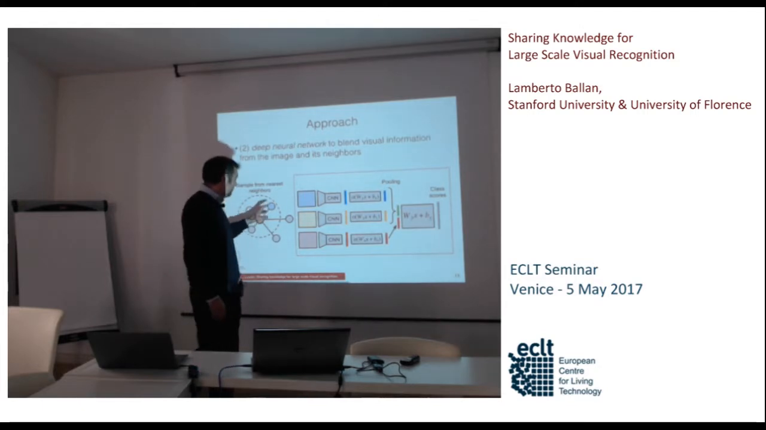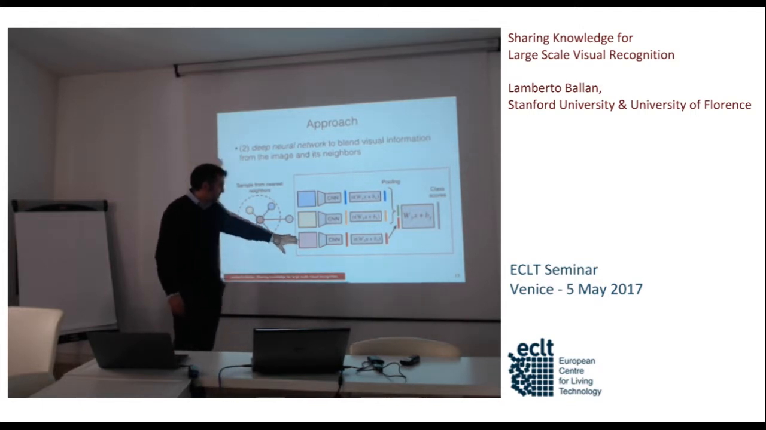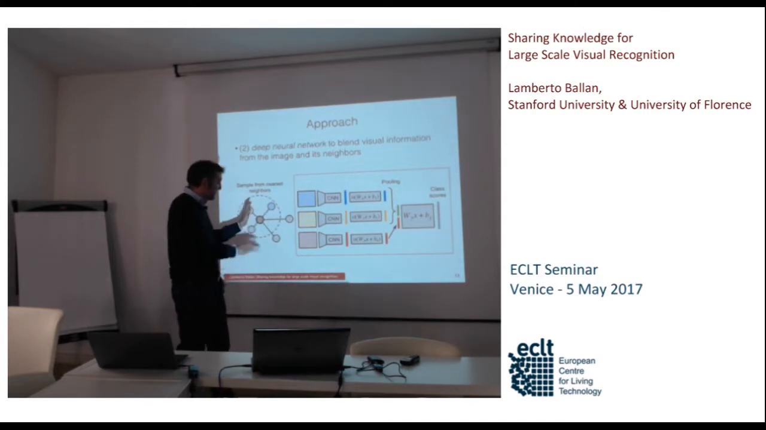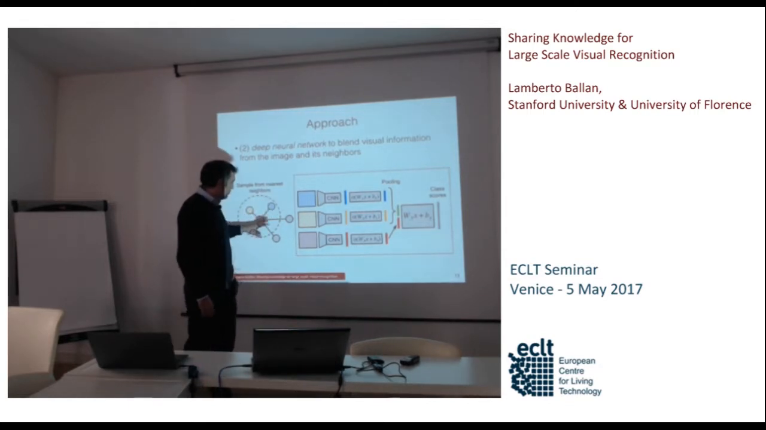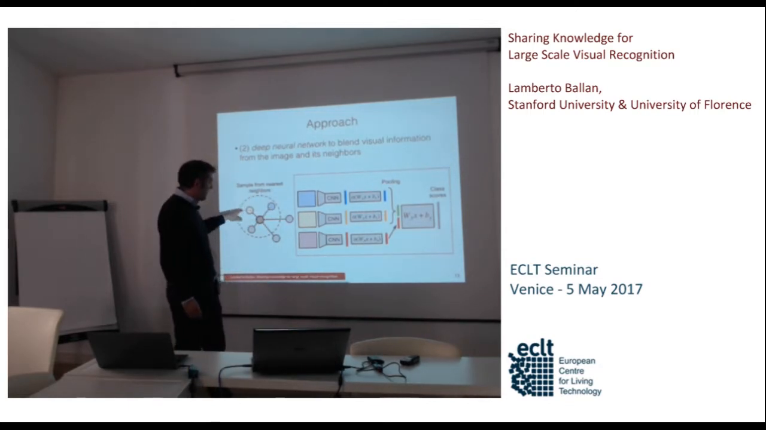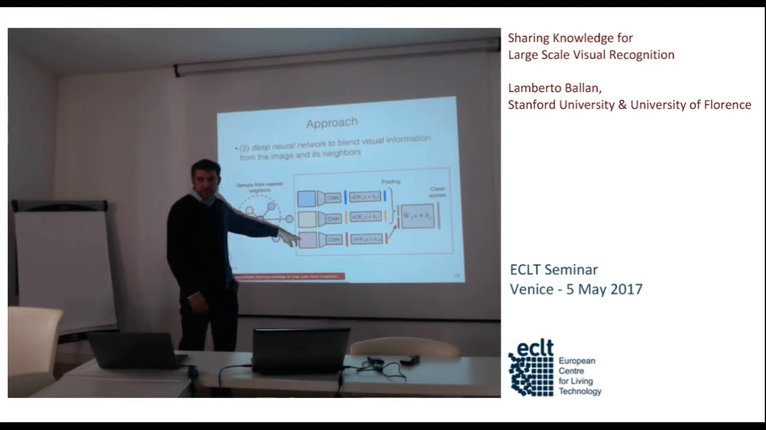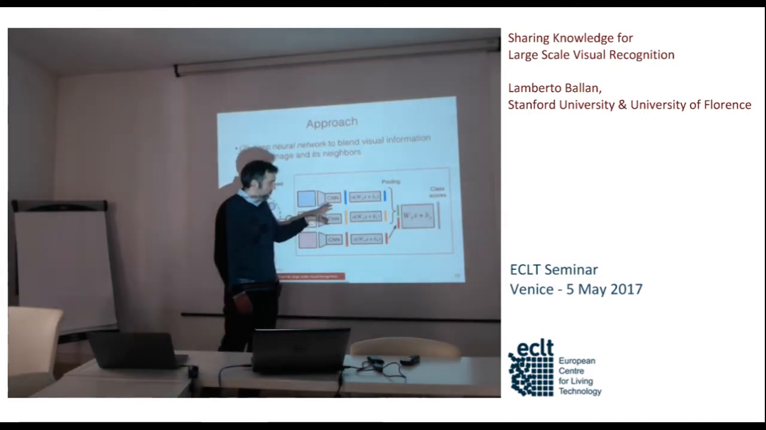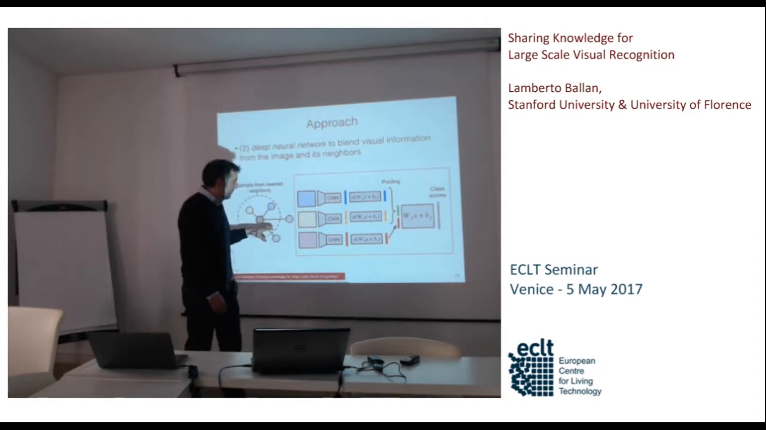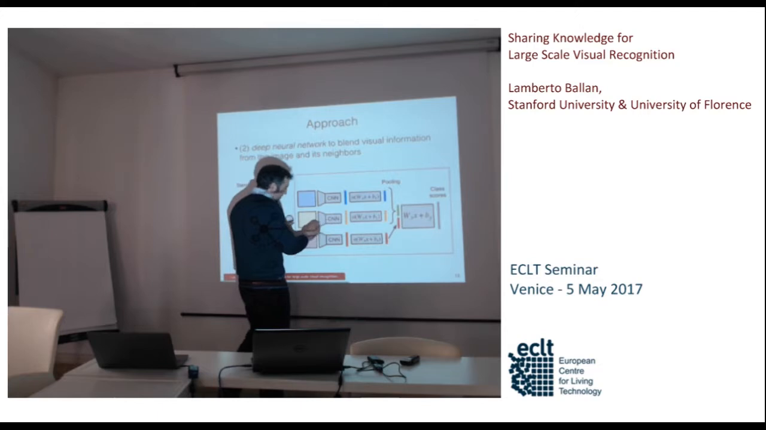So here we have, for each image, basically a fusion scheme. The idea is that at this point, we only use the visual features. So these are, let's say, the three images that are in my neighborhood. This is the image that I want to recognize. So I have two fully connected layers, where there are other things, but this is the basic idea.